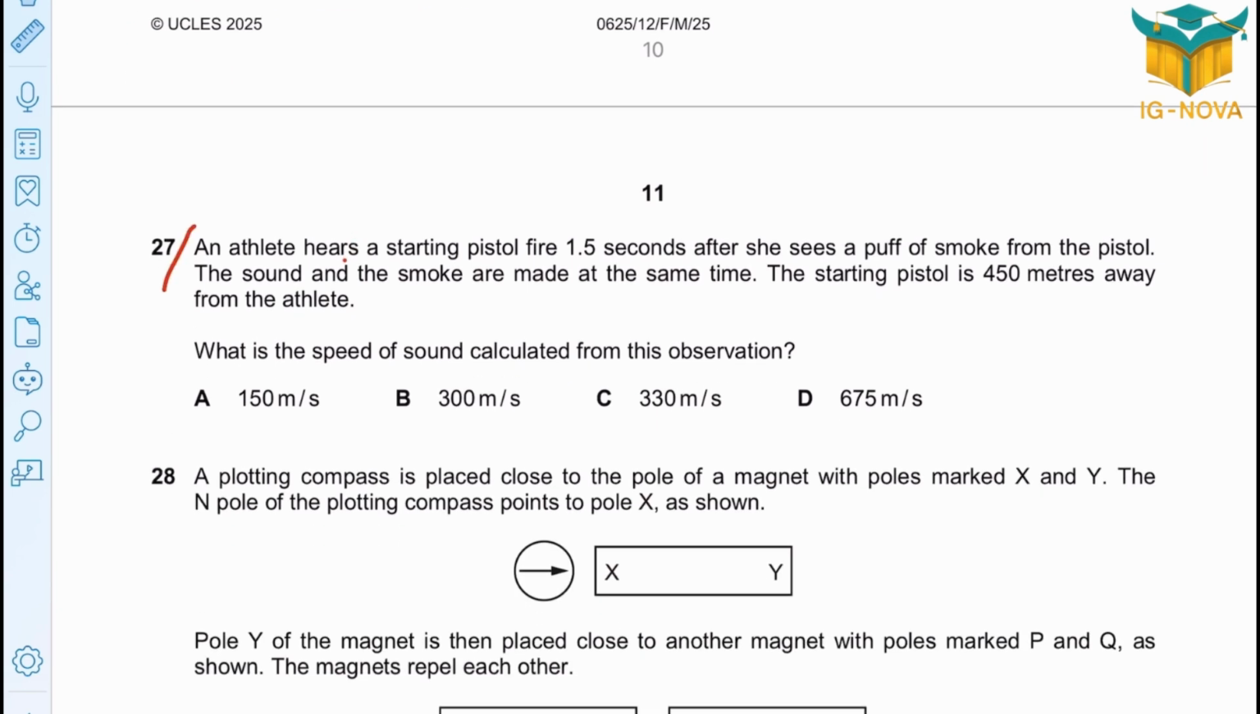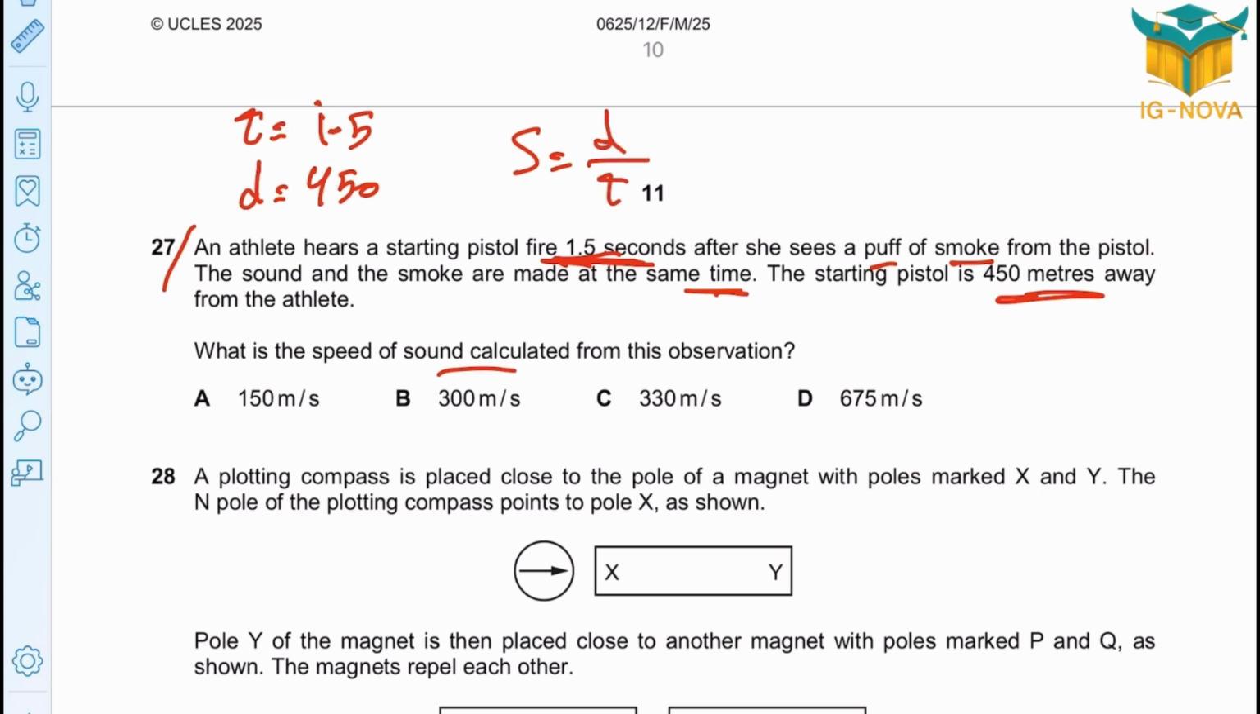Question 27. An athlete hears a starting pistol fire 1.5 seconds after he sees a puff of smoke. The sound and the smoke are made at the same time. The starting pistol is 450 meters away, so the distance is 450 meters, and it takes 1.5 seconds to travel. What is the speed of sound here? The speed of sound is distance over time, 450 over 1.5, which is 300 meters per second. The correct option is B.